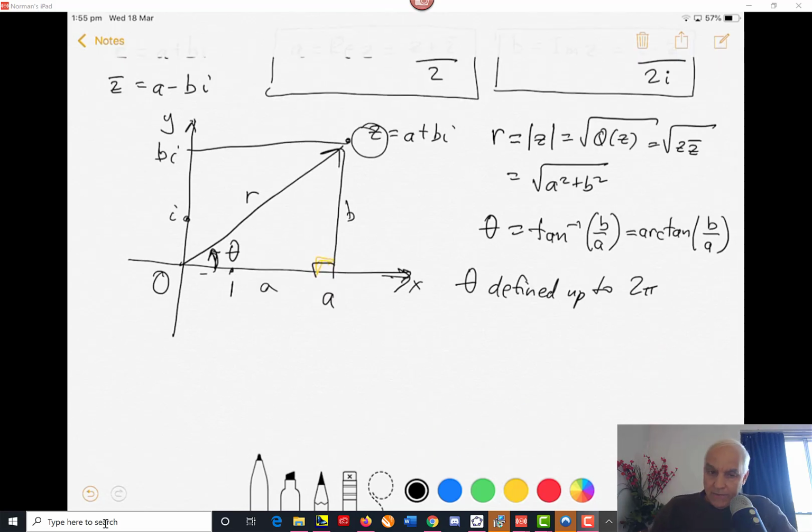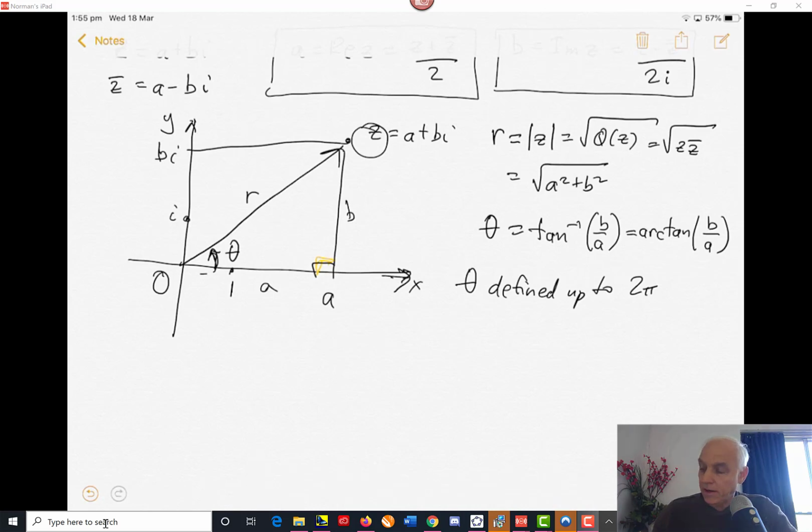Now, if we want to remove the ambiguity involved in this angle, we have some alternate notation. So first of all, the notation for theta is that it's the argument of z. Okay, argument of z. And of course, the r up here is the modulus of z. So we have the modulus and the argument.